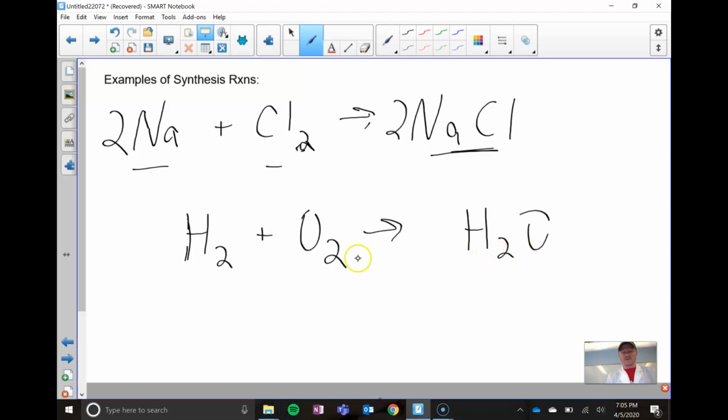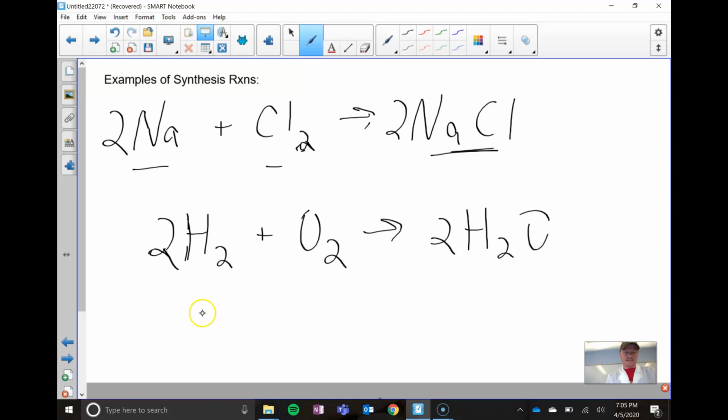So if we want to balance this, two oxygens, I'll just have one oxygen, so I need to put a 2 there. Now I've got 4 hydrogens, so I need to put a 2 there. And I apologize for my pen being choppy. All right, so synthesis reaction number 1, first type.